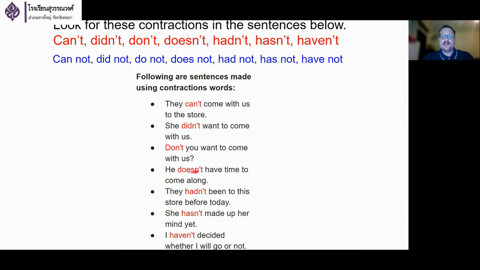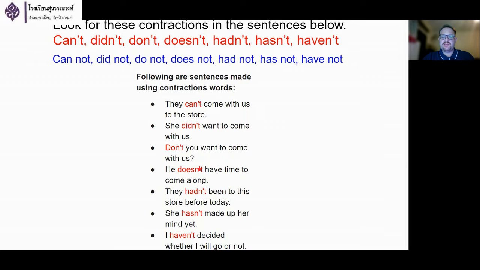He doesn't have time to come along. He does not. Doesn't was does not. But the O was taken out of not, and then these two letters, N and T, were scooted over, and an apostrophe was put in the place of the O.